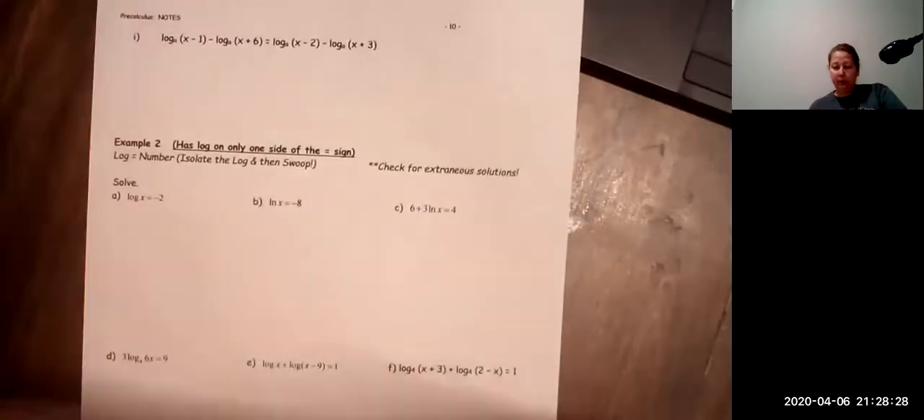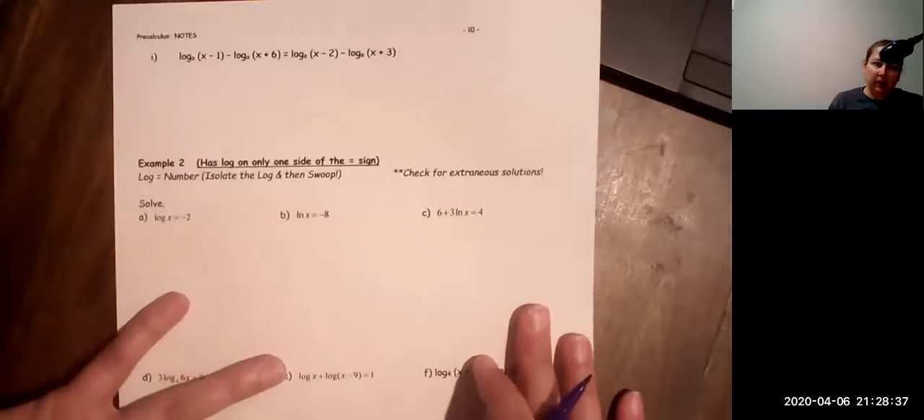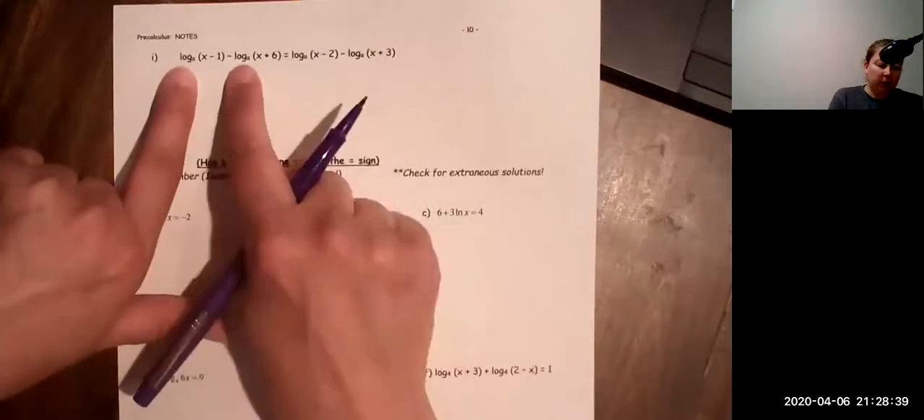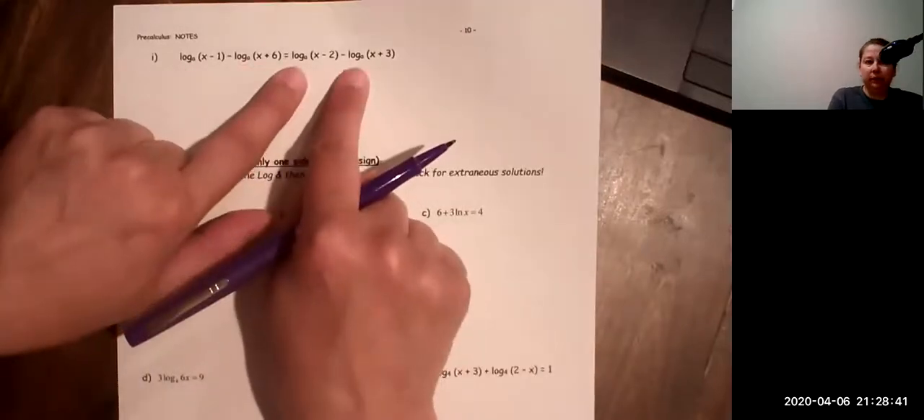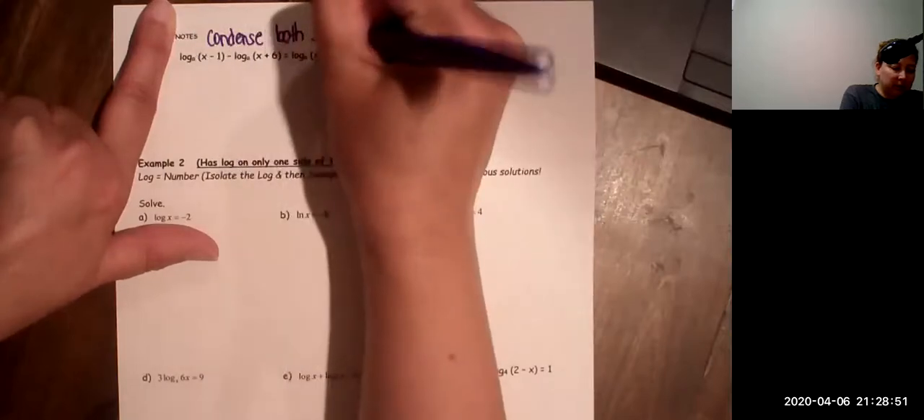This one's a long problem, but we're just gonna follow all the steps. What you see on this one is that you've got to condense both sides. There's 2 logs over here, and there's 2 logs over here. You can't just cross them all out. You've got to condense both sides first. So you have to condense both sides.